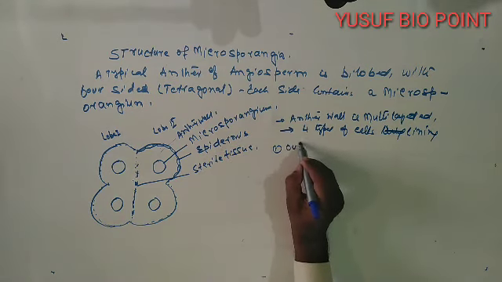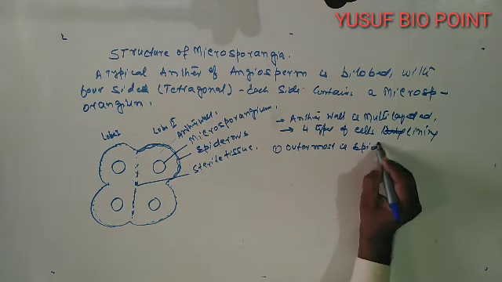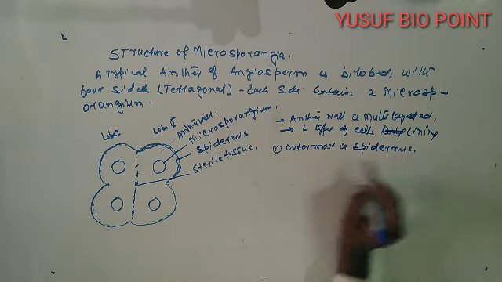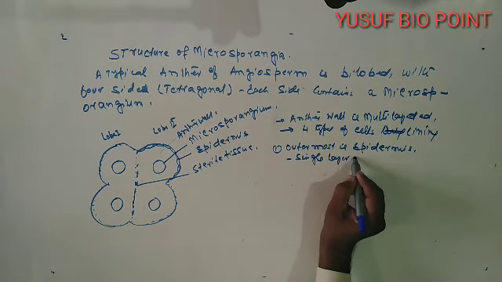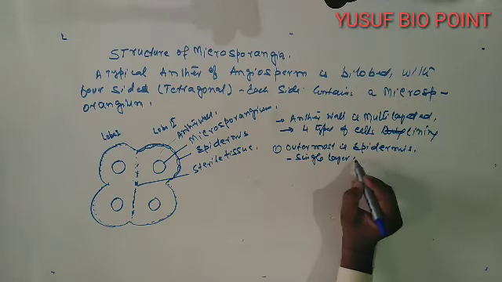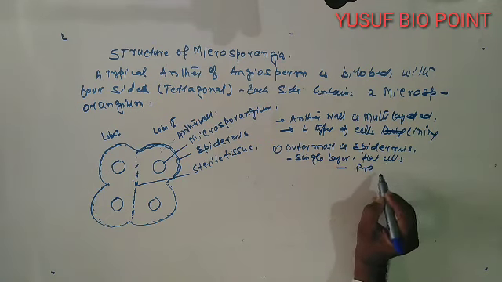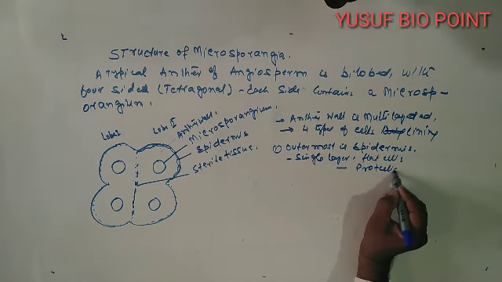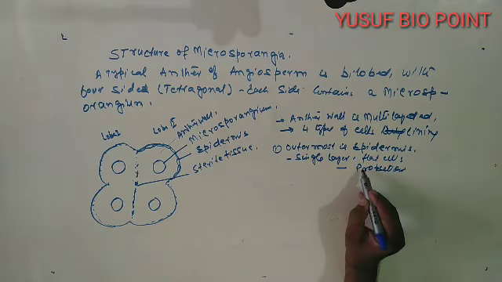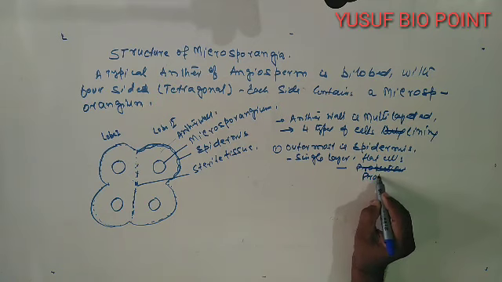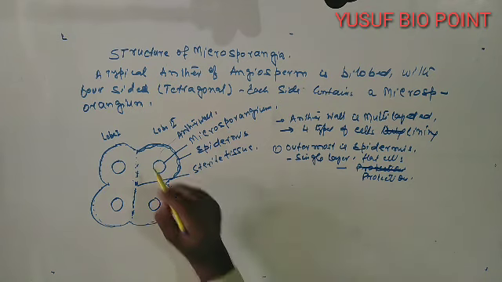First the outermost is epidermis. It is single layer, flat cells, and their main function is protection of the anther.